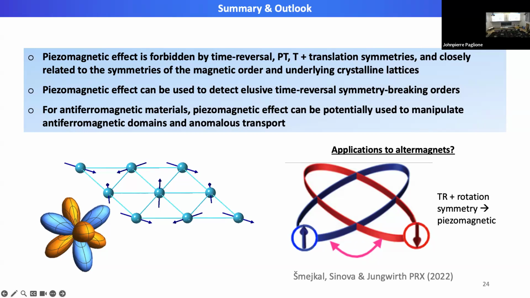And in non-collinear antiferromagnets, I think the piezomagnetism-induced changes in the magnetic structure are likely to be stronger. So that's why I emphasize the non-collinear antiferromagnetic part. But you're right. In ferromagnetic systems, a piezomagnetic coupling between the moment and strain is allowed.